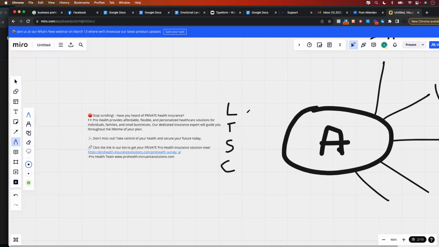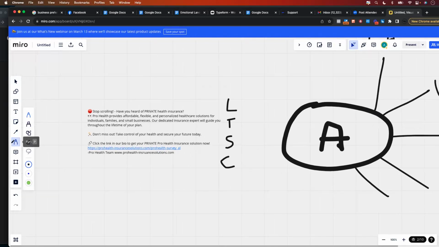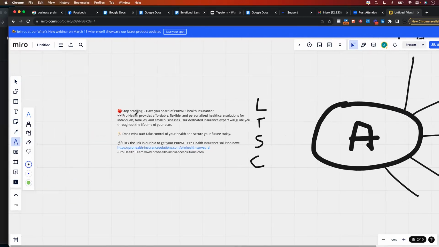The lead is basically how you stop people and get their attention. Transition is where we go into transitioning to the next part. Then you've got the sale, which actually makes the sale, like here's what you should do, and the close, which is your CTA. If you want to increase CTR, the most important part is just the lead. So here it's: stop scrolling. Have you heard of private health insurance?